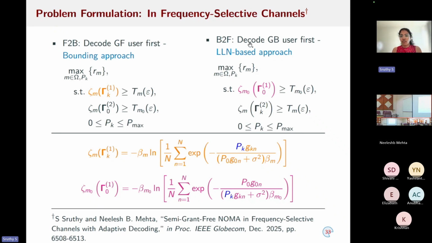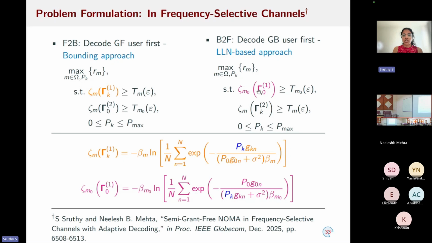Whereas for the B2F order, we formulate a similar problem, but the only difference is that the constraints are no more the same. So maximizing the rate subject to this, the minimum rate constraint of the grant-based user, and this is the blocker rate constraint of the grant-free user, and this is the max power constraint. Here, the effective SINR of the grant-based user is shown here. Here, PK lies in the denominator.